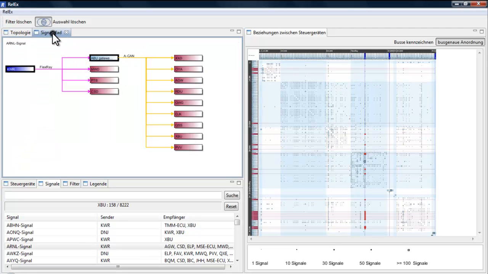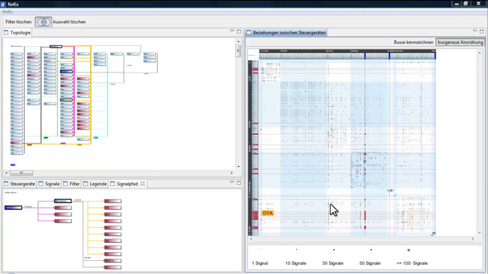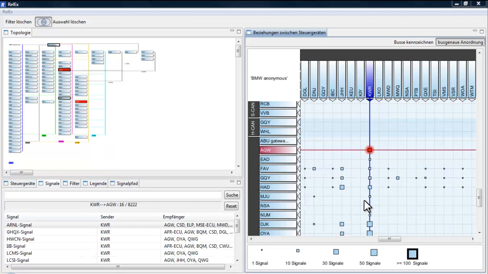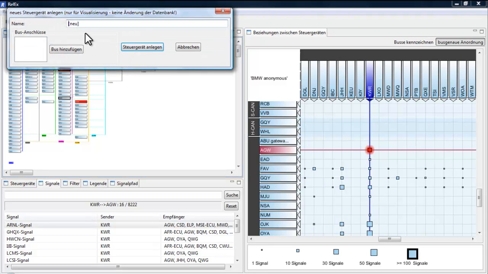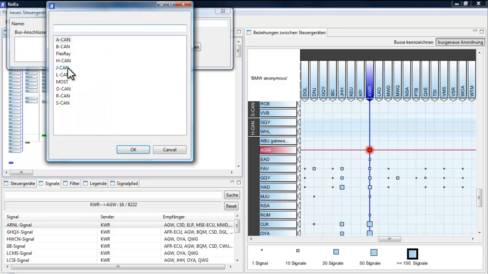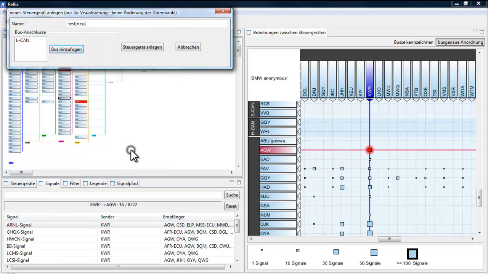RelEx provides many other features such as flexible window management, magnifying the matrix view, or locally changing the network. More information about the data and task abstractions, the design of RelEx, examples of how engineers used it, and its adoption can be found in the paper.